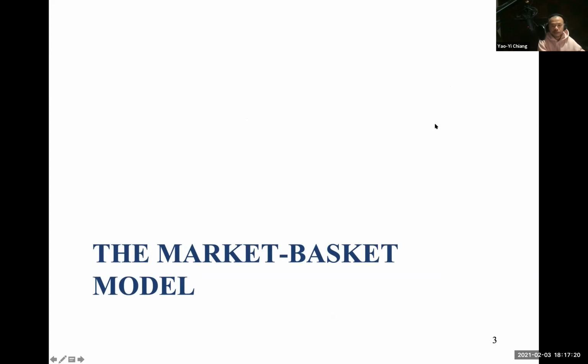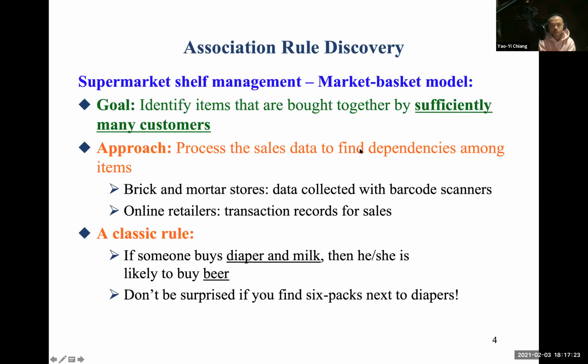First, market basket model. Our ultimate goal here is to identify something called association rules. And what are association rules? In this example, we are looking at supermarket transaction data, and our goal is to identify items that are purchased together. Together is the key here, by sufficiently many customers, okay?